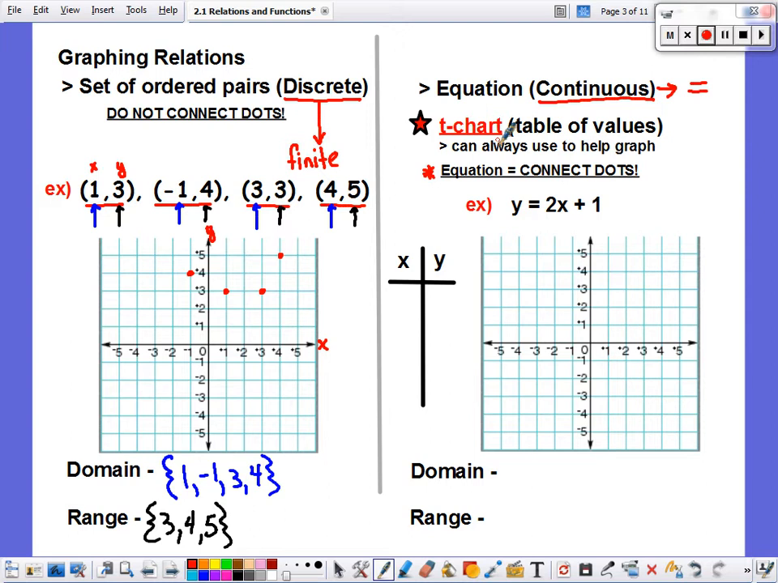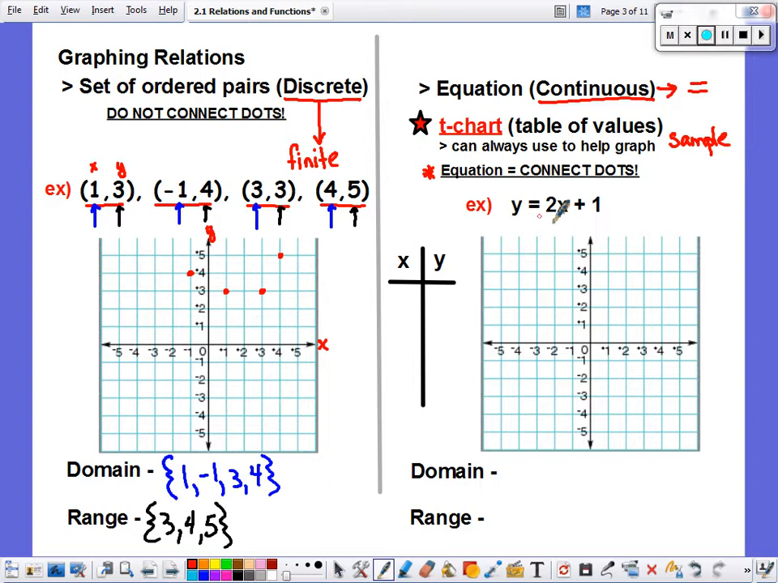It's a table of values. It allows us to take a sampling. That is the key: remember that a t-chart is a sample. It's not the entire thing. We're just getting a sample, some examples, so that we can connect the dots at that point. Equations mean connect the dots. So that's an important concept right here.